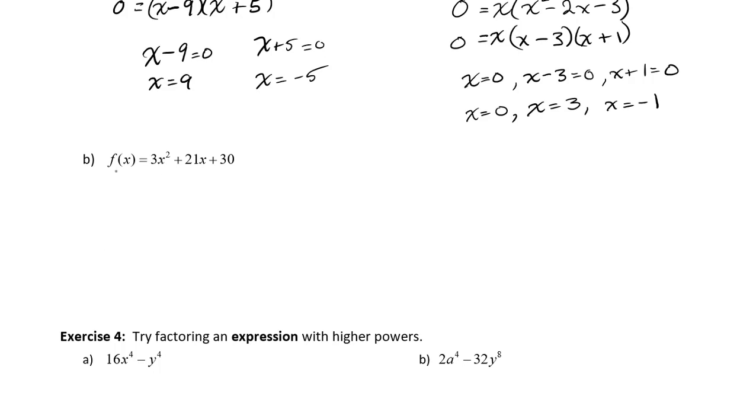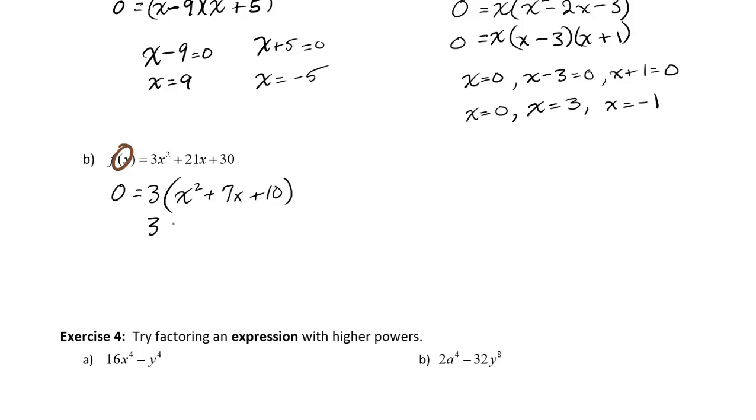Now let's try f of x equals 3x squared plus 21x plus 30. Notice that we are replacing the f of x with a 0, and we're looking for a greatest common factor, which happens to be 3. So 3 times the quantity x squared plus 7x plus 10.